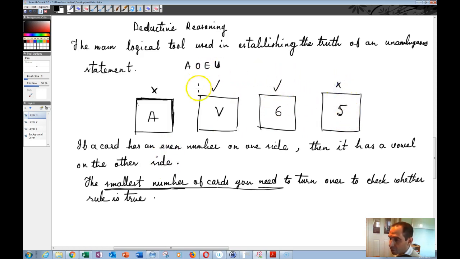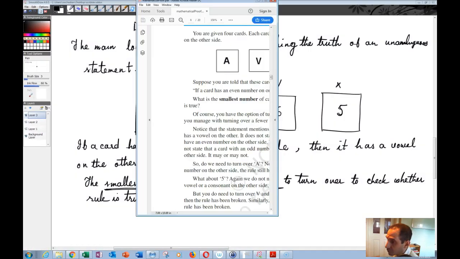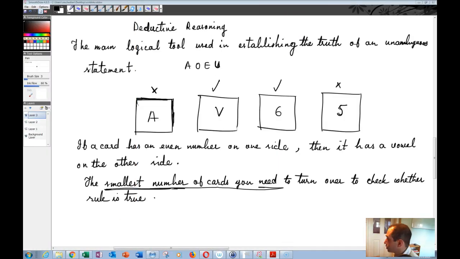So the smallest number of cards that you need to turn over is actually two cards over here. And that would be 6 and V, okay? So the reasoning that I used here in order to arrive at this conclusion is basically called deductive reasoning, but most probably you did not actually understand deductive reasoning here, okay?